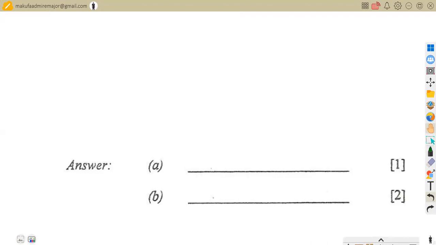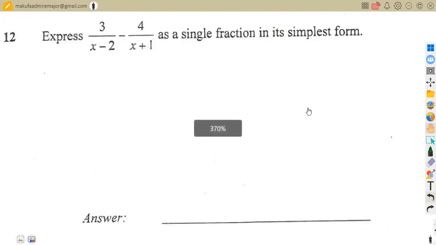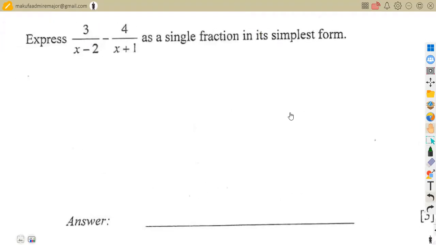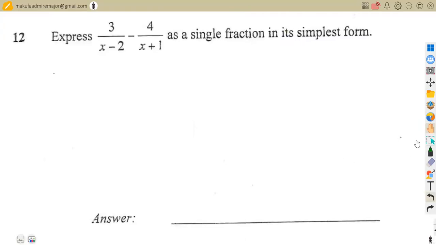All right, so let's see the other part. I want us to see the other part here. So this one is just 3 marks, expressed as a single fraction. All right, so how are you supposed to express this as a single fraction? 3 marks for that. That was our question number 12. So in this case, we are given to express 3 over x minus 2 minus 4 over x plus 1 as a single fraction in its simplest form.